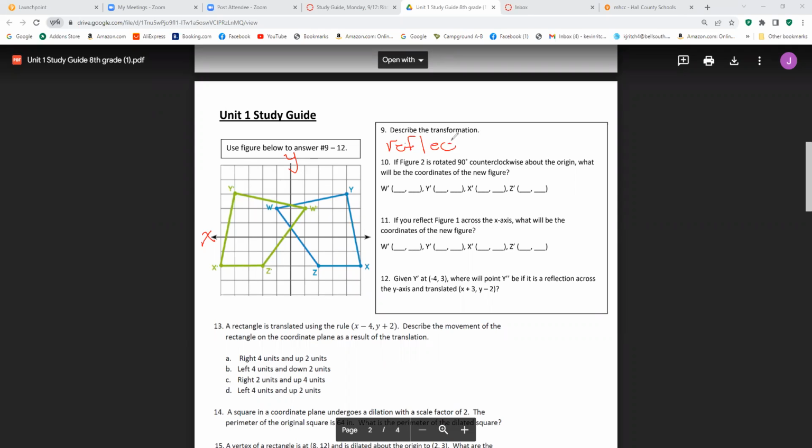over, oh my goodness, my pen won't write. Reflection over the y-axis.